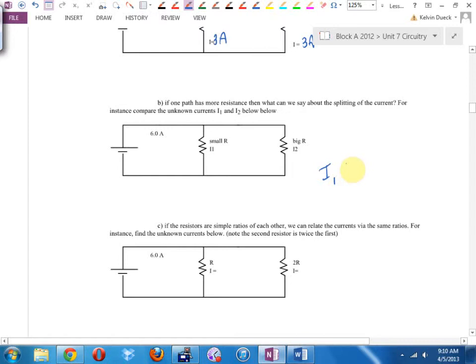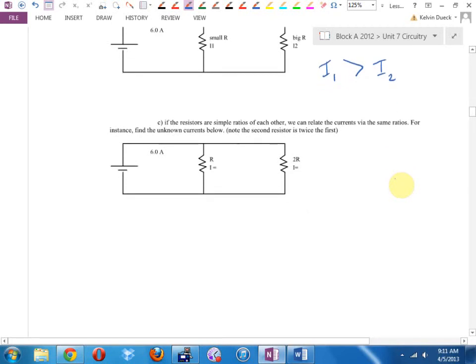I1 would be bigger than I2. As resistance goes up, current goes down. As resistance goes down, current goes up. By the way, which is why if you have a resistance of near zero, your current is way up. That's a short circuit. That's not good for the battery. Stuff starts to overheat.